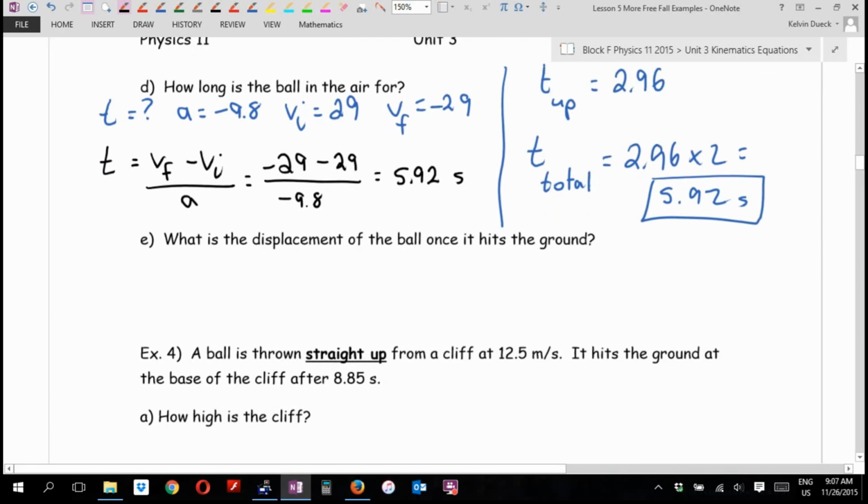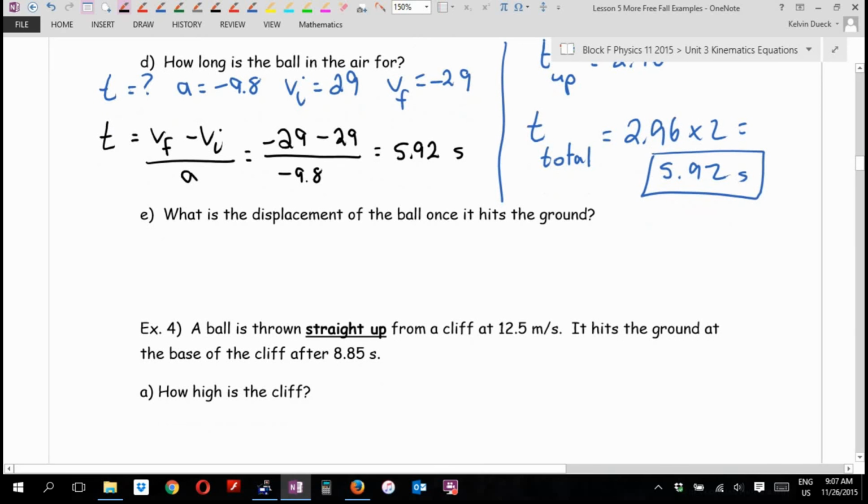Okay, E. What is the displacement of the ball once it hits the ground? Now, if I had asked what distance did the ball travel, how far up did the ball go? What was our height? 40 something? 42.9? So the total distance would be 42.9 up plus 42.9 down, which is 85, something in the 80s.